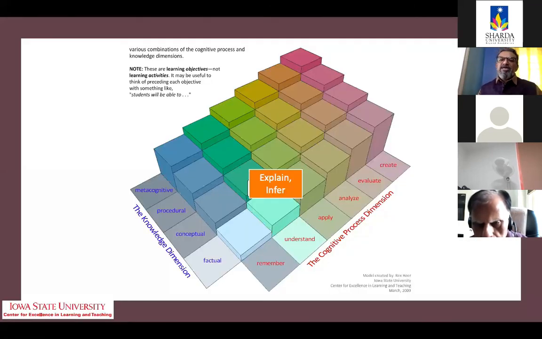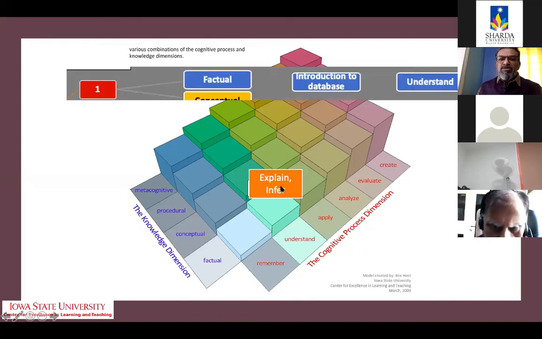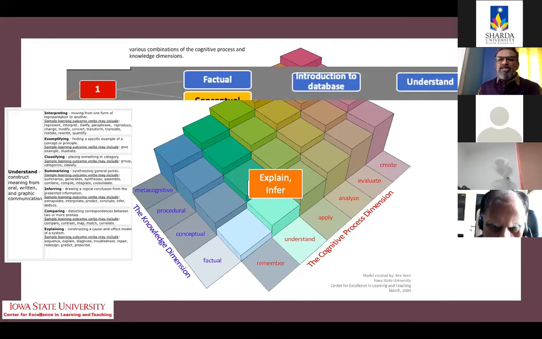And this kind of input can come from models like this. This is designed by Iowa State University. This is licensed under a Creative Commons license, so I'm using it for my presentations here. So if you are delivering factual knowledge, and you want to assess the students at the understand level, typically these are the keywords you may want to consider: explain or infer, right?